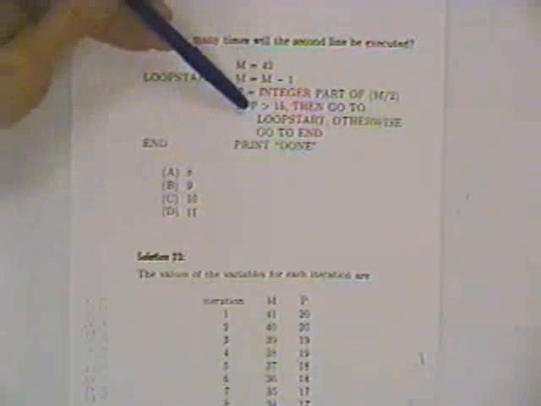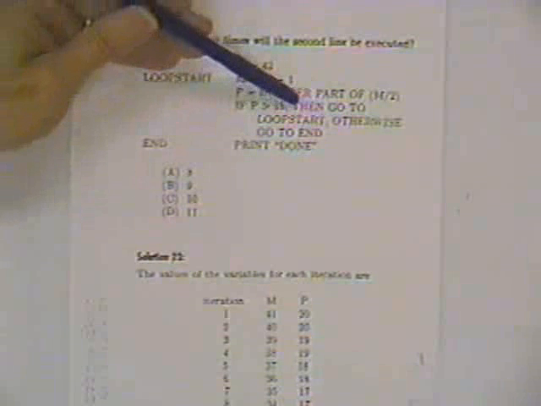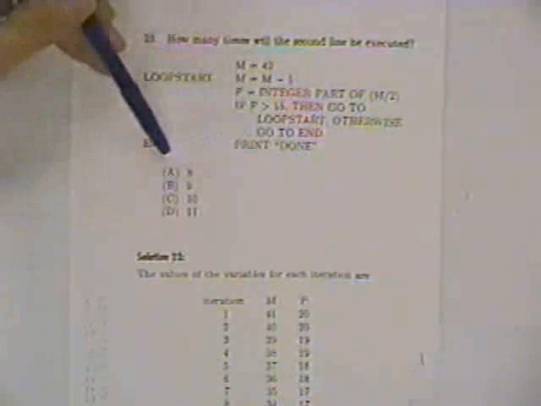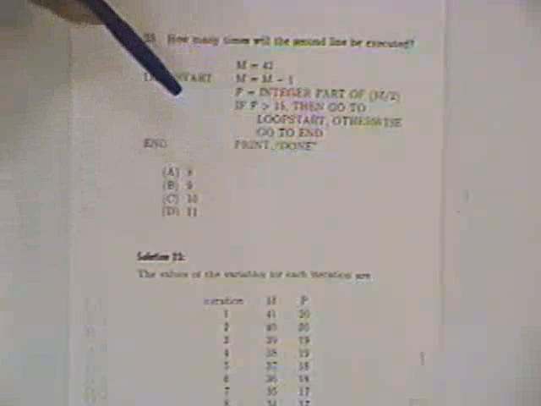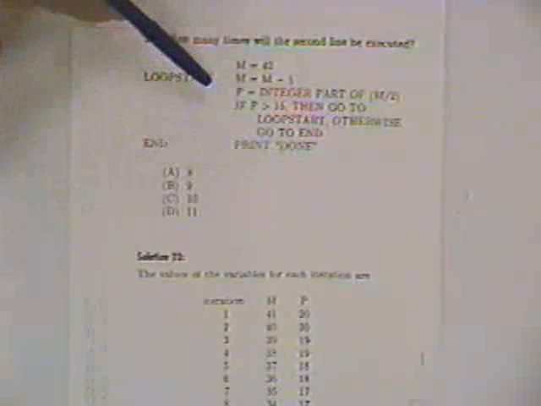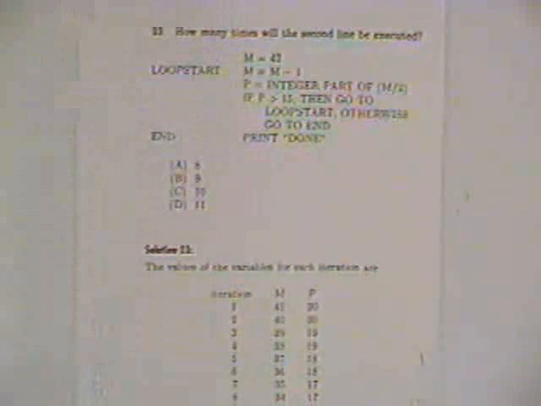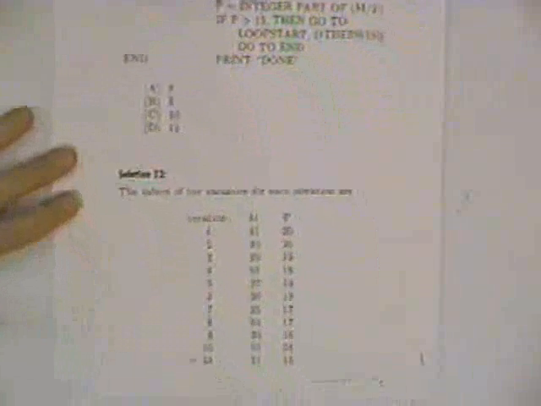Then a branching statement is added. If p is greater than 15, then go to the start of the loop. Otherwise, go to the end. And end is here, printing with an output of printing the statement done. So again, the way to attack these problems is to pretend you're a computer.